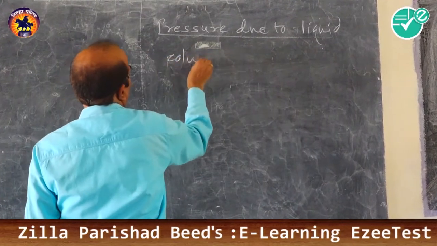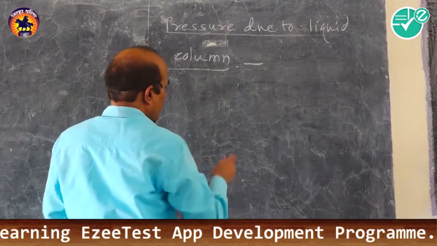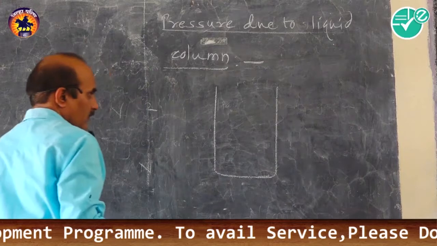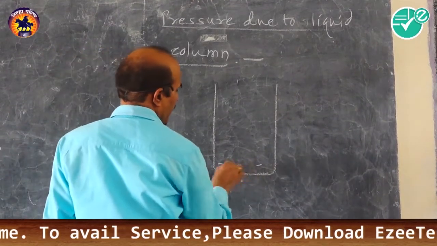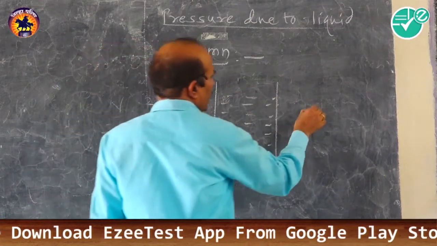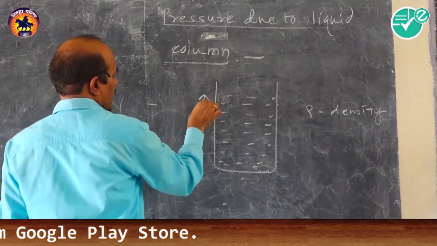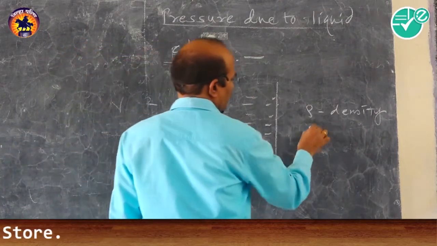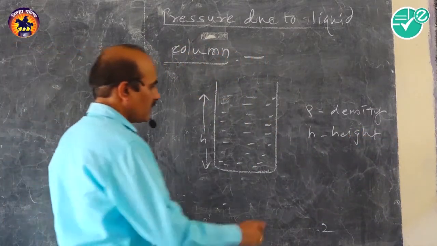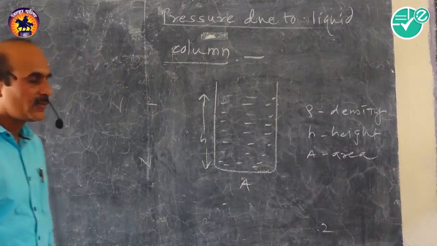Liquid column. I draw a figure in here. This is a beaker or a pot, and a liquid is filled in here. The liquid has density rho. H is the height of this liquid column, and A is the area of this.